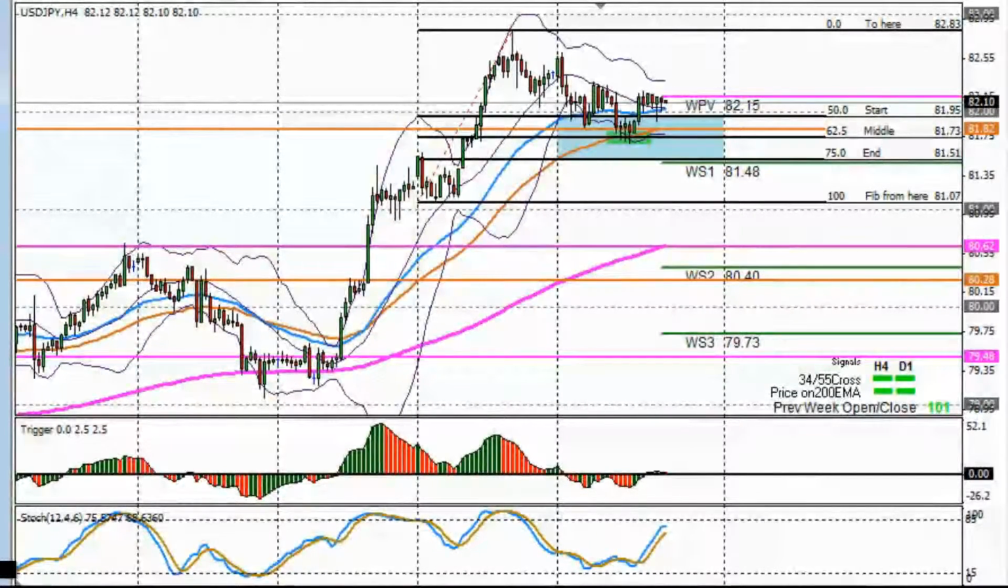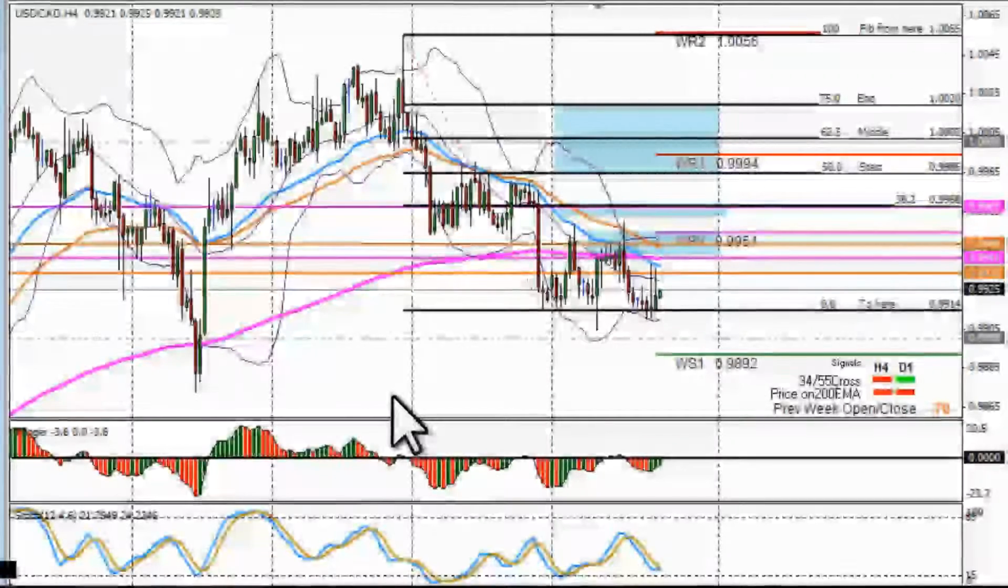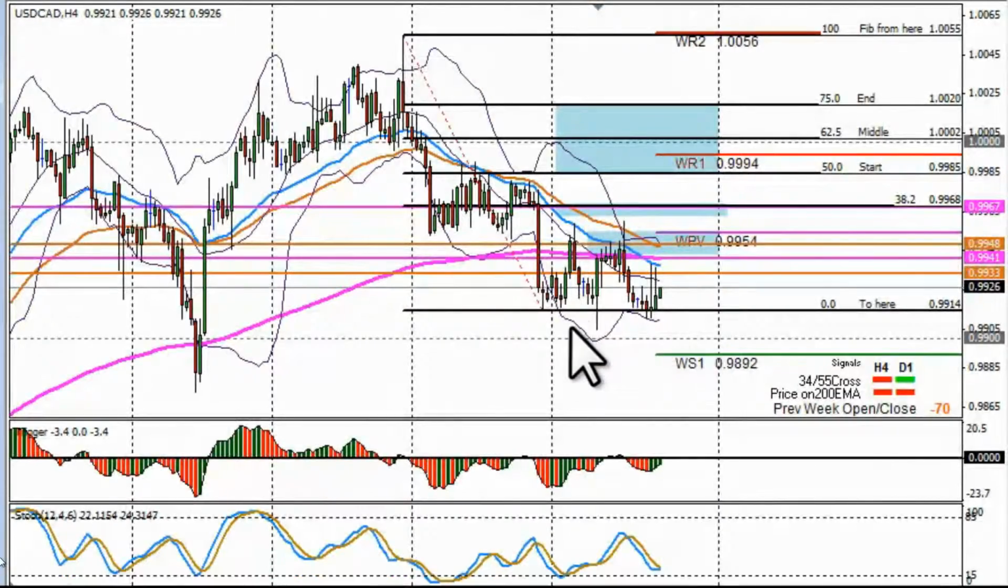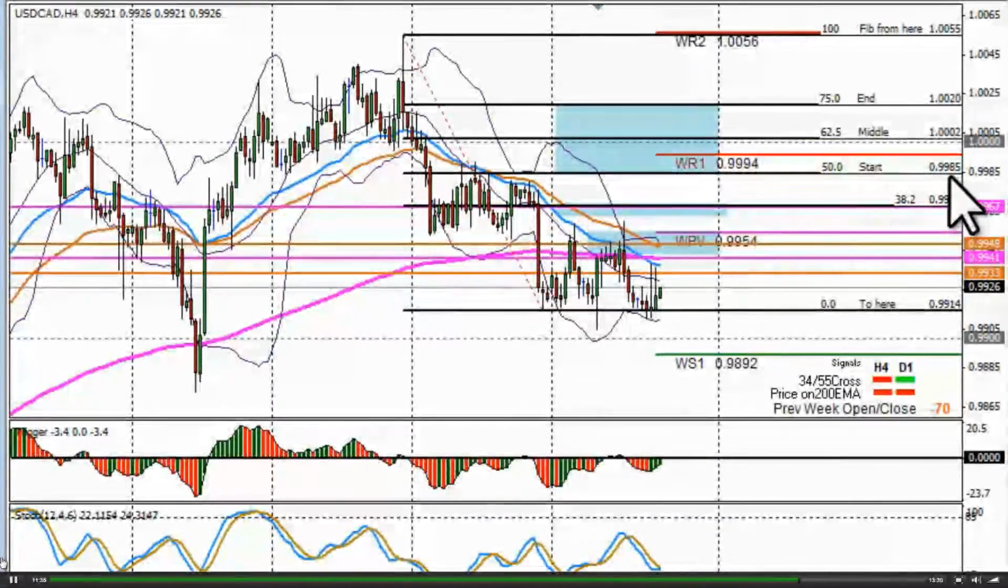US dollar CAD. In the beginning of the week we said we're trending down, we will prefer this week, we flip from the top to the bottom. We had a potential trading zone 9985 going up to 1.0020. I said to you guys, watch out, we've got loads of EMAs in the way here. We've got a weekly pivot point 9954. Price did exactly that. Previous support resistance.